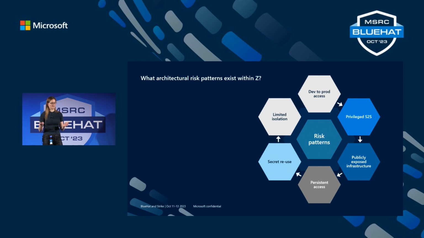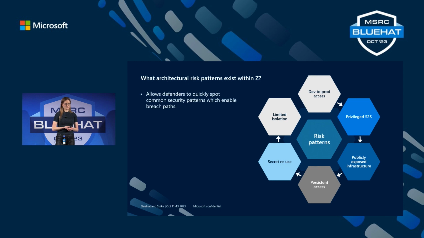We can also understand what architectural risk patterns exist within a service, and for threat hunting, this is really useful. Here are some examples of architectural risk patterns that we can quickly look for: development to production environment pivots, service to service pivots, as well as publicly exposed infrastructure. This is really useful during threat hunting to spot common security patterns which will enable breach paths. But it also helps us proactively identify and remediate these risk patterns with the service teams before attackers can exploit them.